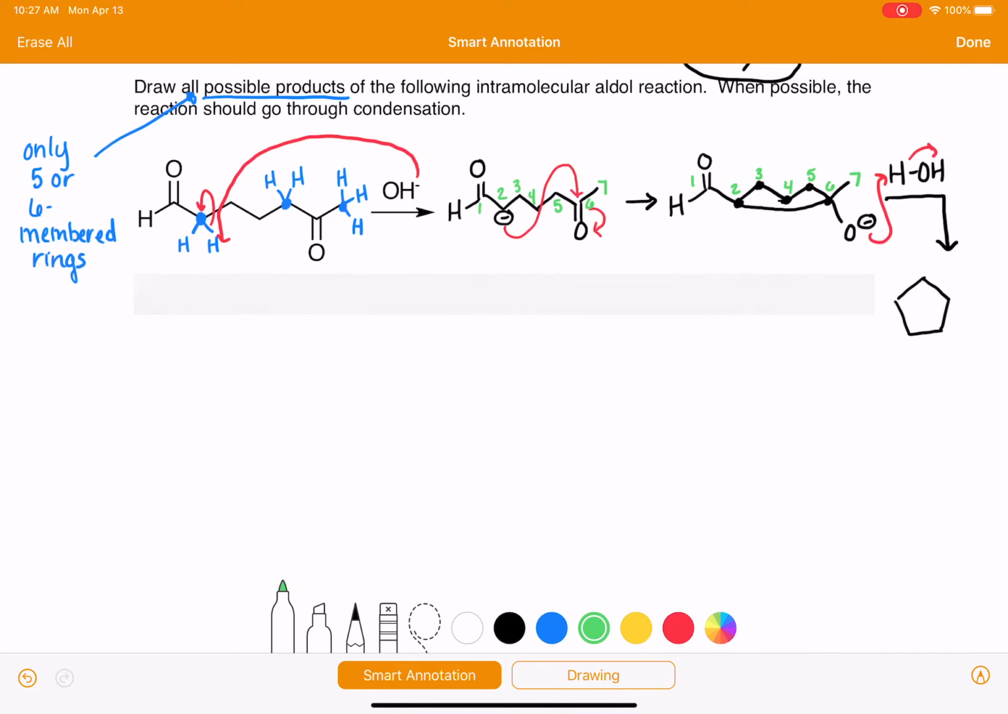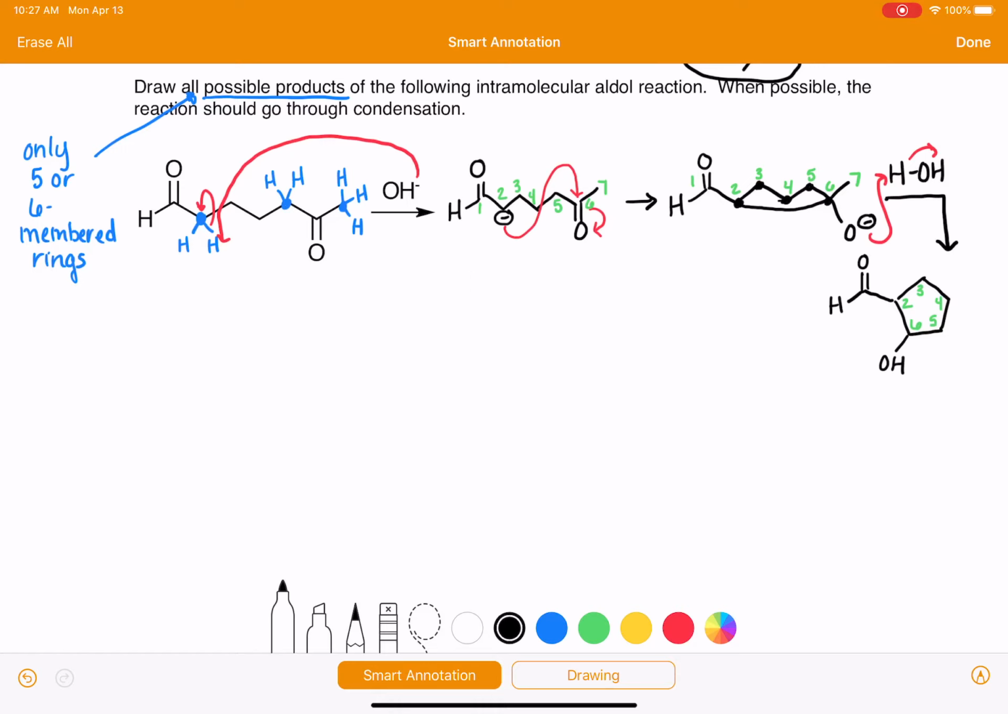So let's number it. 2, 3, 4, 5, 6. And then just like we did with the other aldol reactions, now let's start filling in. What do we need to fill in? So on carbon number 2, we have carbon number 1, which was part of an aldehyde right there. And on carbon number 6, we have our OH. So there it is. That's the addition.